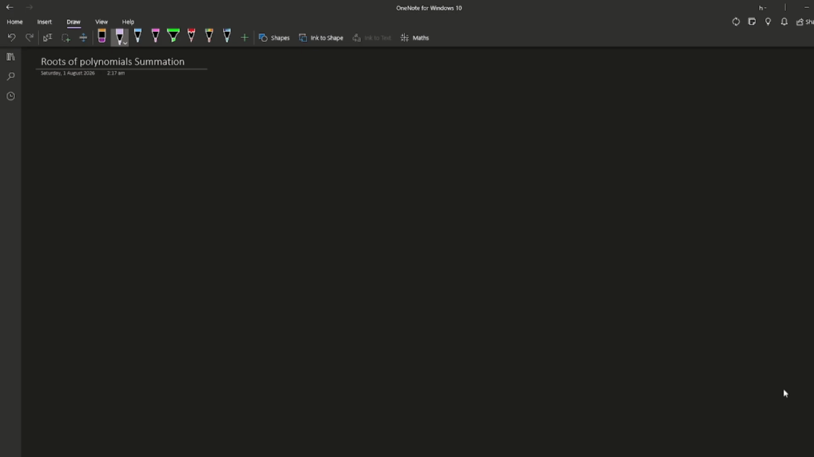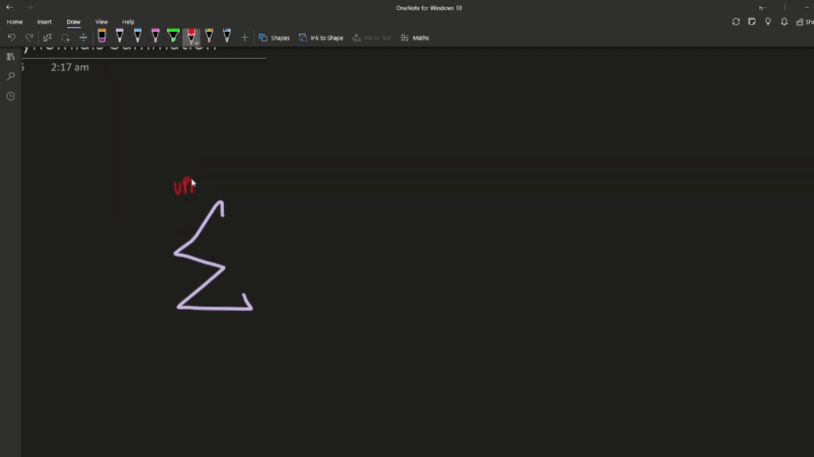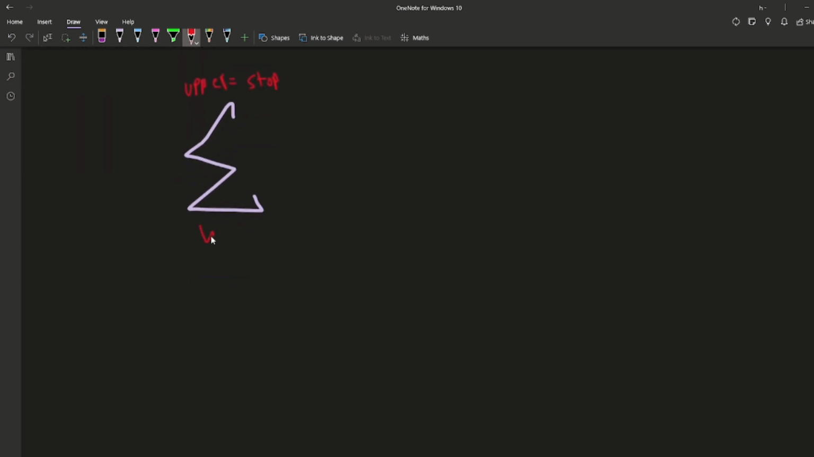Before we continue with roots of polynomials, there's one notation we will be using throughout the series: the sigma notation, which is denoted by a Greek letter that looks like this. It represents a sum in a cleaner way. It has two values, an upper value, which represents where to stop, and a lower value, which represents where to start, and of course an index.